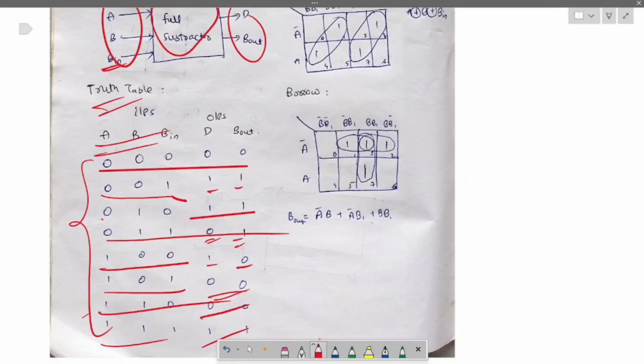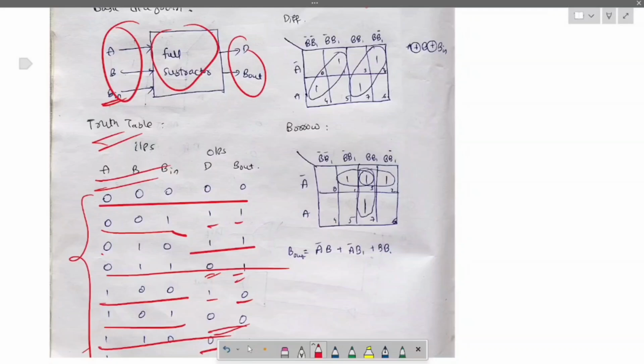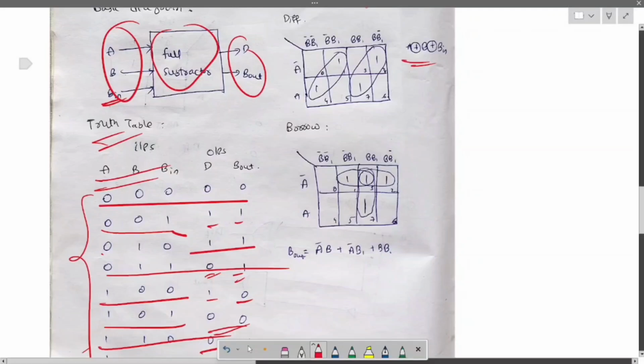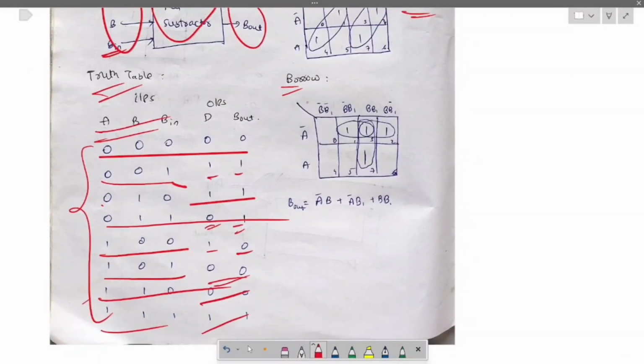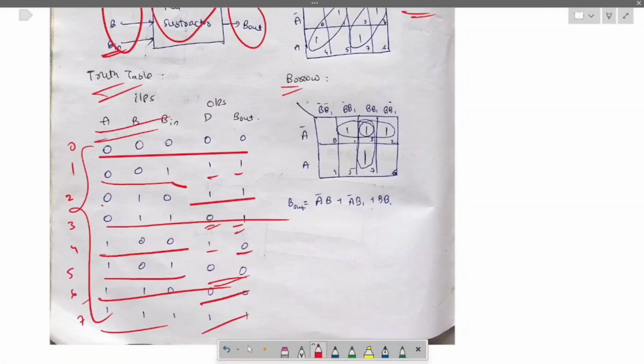Now let us form the K map. For the difference, all the same, the K map gives the XORs. Now let us make it for the borrow. To draw the K map, I have put the minterms inside as 0, 1, 2, 3, 4, 5, 6, 7. Now apply the 1 wherever we have 1. If we arrange and group, we will get the Boolean expression in this format.